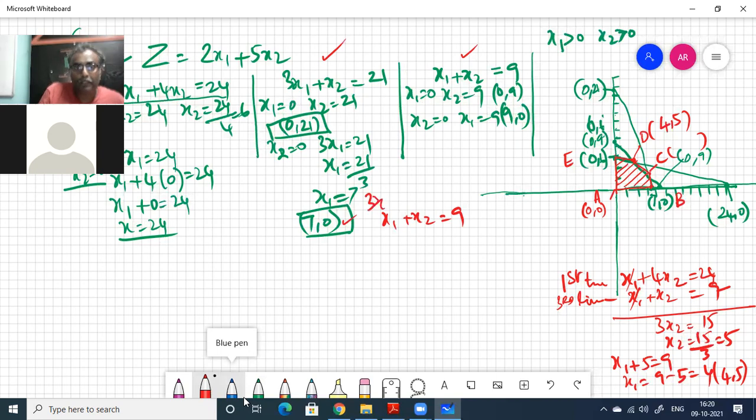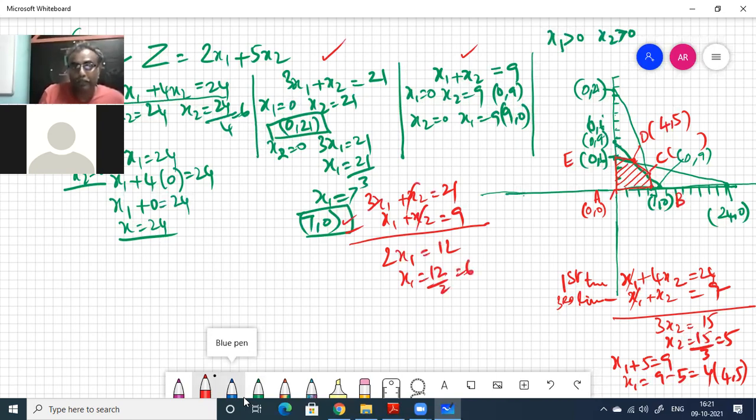So 3x1 plus x2 equal to 21, and in this one, the intersection. Solve these two. Just subtract this, and this will get cut off. So 2x1 is equal to 21 minus 9, which is 12. x1 is equal to 12 by 2, which is 6.